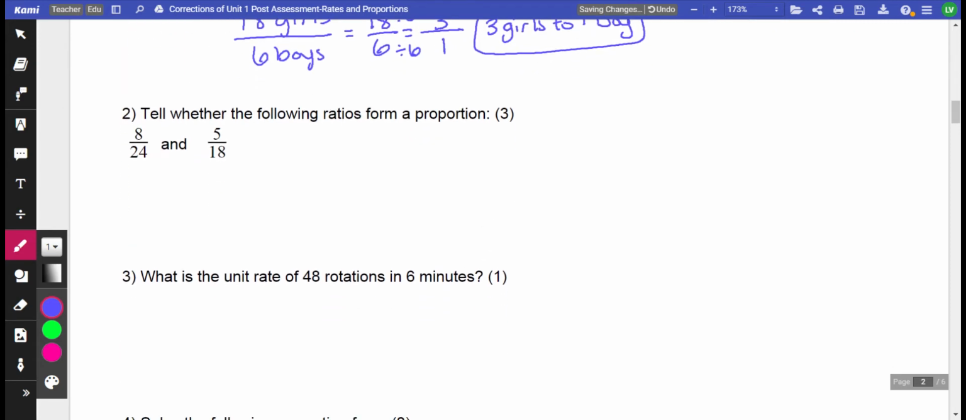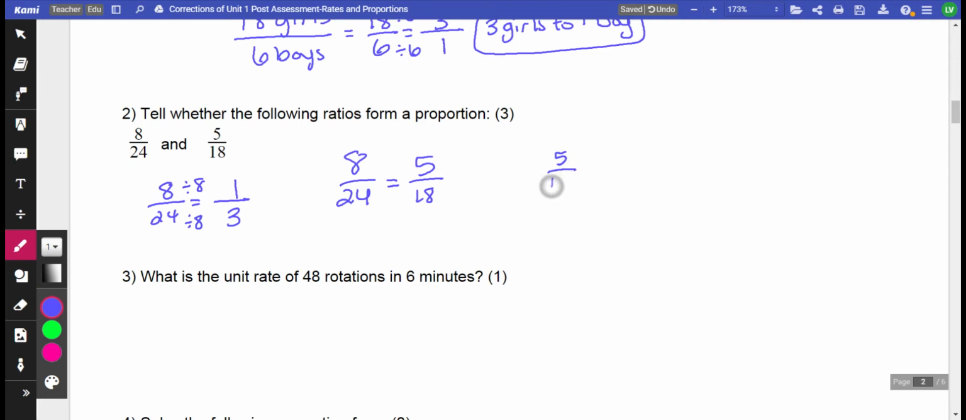Number 2, tell whether the following ratios form a proportion. So we have 8/24 equals 5/18. Well, you can do this in multiple ways. I'm going to take this 8/24 and simplify that down and divide numerator and denominator both by 8. 8 divided by 8 is 1. 24 divided by 8 is 3.